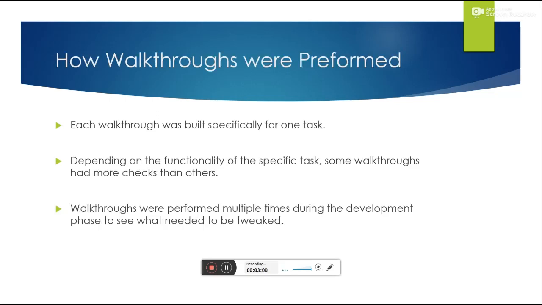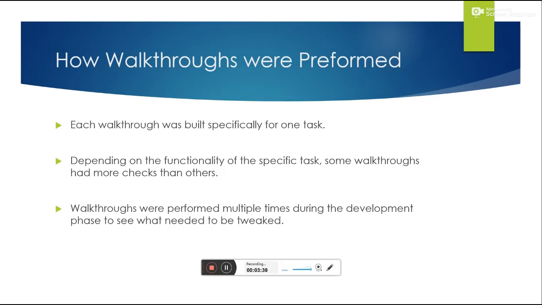Alright, so for my walkthroughs, each walkthrough was specifically built for one task. So for the add patient task, the walkthrough was built around what I wanted to achieve while adding a new patient. When I was creating the walkthrough, I wanted to see all the different routes that I could take. And then once I built the walkthrough, I went over it and ensured that if I did something wrong, the system would pick it up. So that's how the walkthroughs were initially developed.